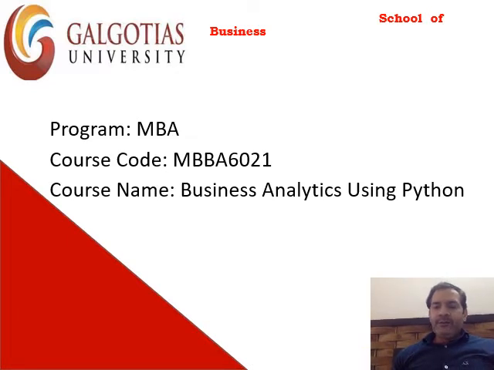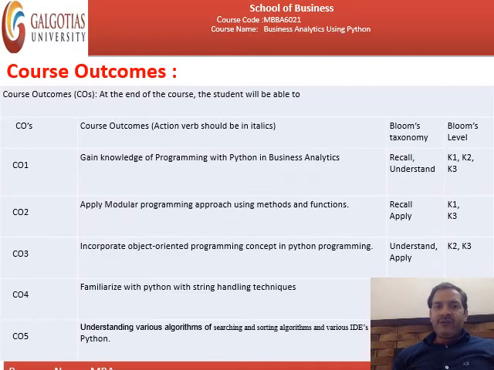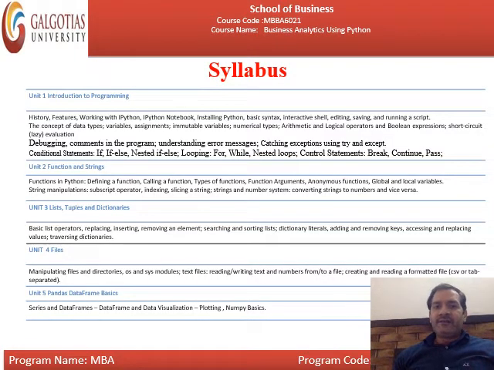In the previous lecture we discussed the introduction of programming and the data types, and how we can write data types, literals, and many more things. Continuing our previous lecture, in this lecture we will discuss the next thing. The course outcome is the same: we are discussing CO1, course outcome 1, that is, gain knowledge of programming with Python in business analytics. The syllabus is also the same.